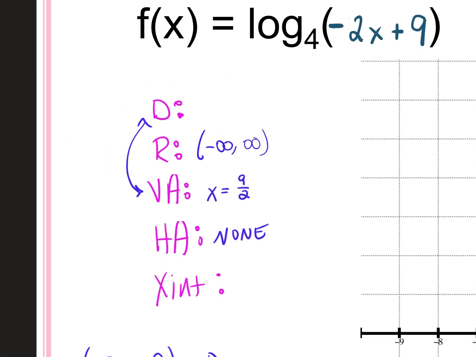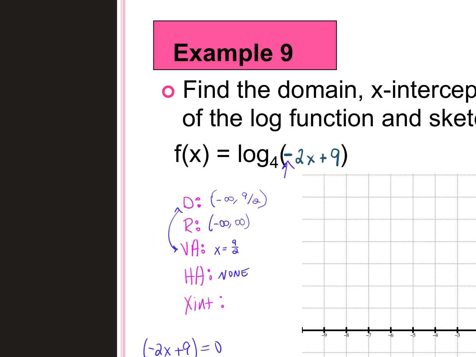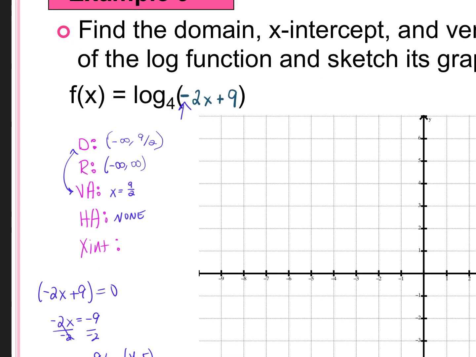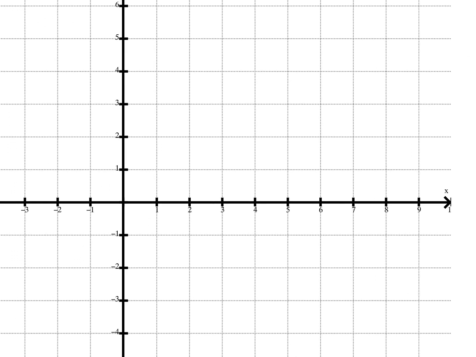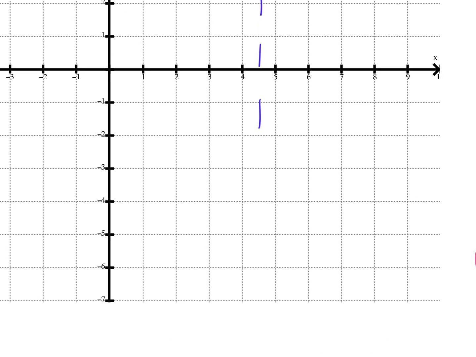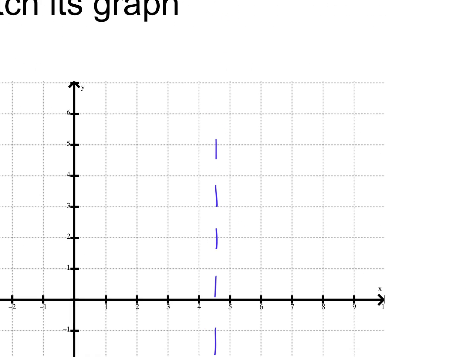What is my domain? Negative infinity to 9 over 2. How did Chris know it was on that side? Because there's a negative right there. Good. Now, if you didn't see it or you're confused, that's fine. Don't worry about it. Let's go to 9 over 2. Remember we said it's in between 4 and 5, right? Does it have to be perfect? No, but it does need to be in between 4 and 5. Okay, there's my vertical asymptote.